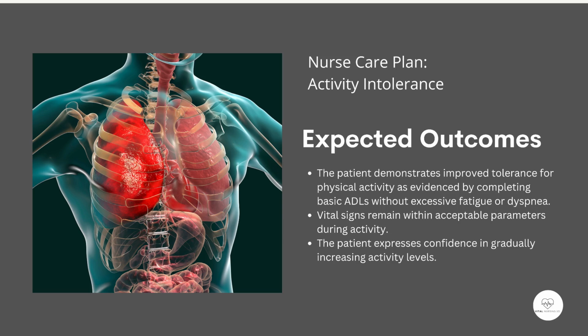Expected outcomes. By the end of your nursing interventions, expected outcomes should include: the patient demonstrates improved tolerance for physical activity as evidenced by completing basic ADLs without excessive fatigue or dyspnea. Vital signs remain within acceptable parameters during activity. The patient expresses confidence in gradually increasing activity levels.